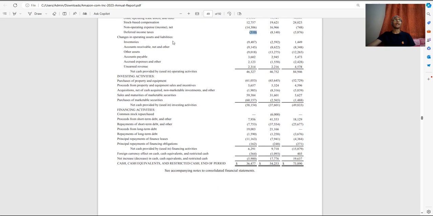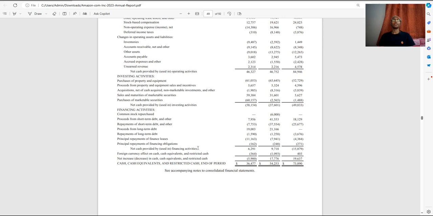Changes in assets and liabilities, operating assets and liabilities. Inventory. There has been an increase in inventory, which means cash has flown out, so that is subtracted. Receivables has also increased, which means cash has not come back, so this is subtracted. Accounts payable is positive here. See, accounts payable has increased, which means cash outflow has been reduced, so that means there is cash.